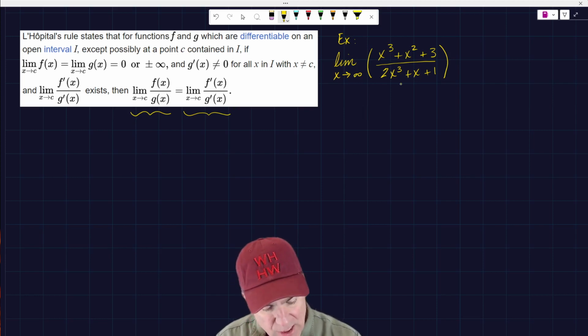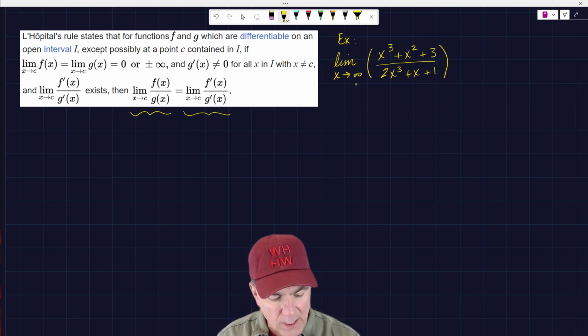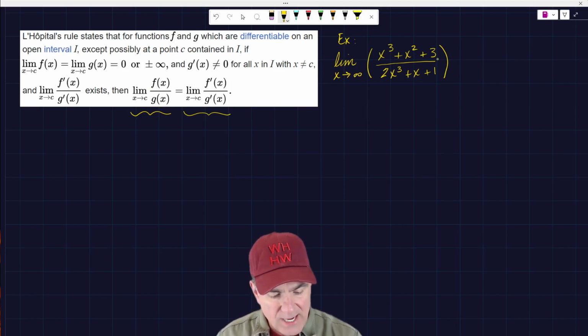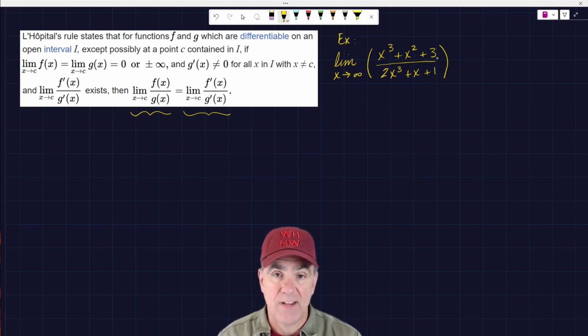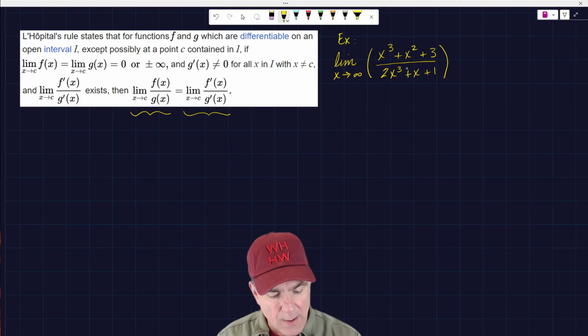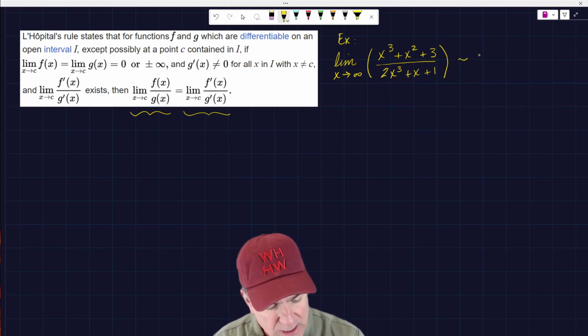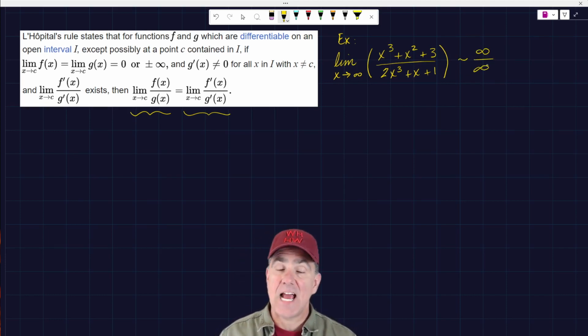And this example is a cubic polynomial over a cubic polynomial as x goes to infinity. So what we have is the numerator, which over here is the f portion of the problem. That is going to infinity as x goes to infinity. The same is true of the denominator. So really what we have is something that looks like infinity divided by infinity. And this is exactly the type of situation where we use L'Hopital's rule.